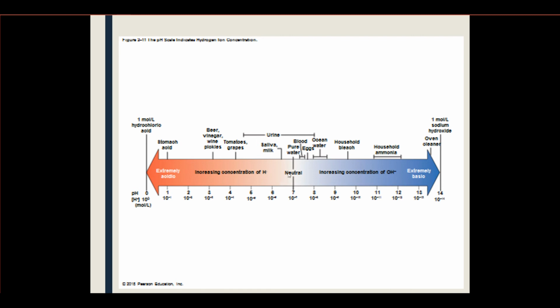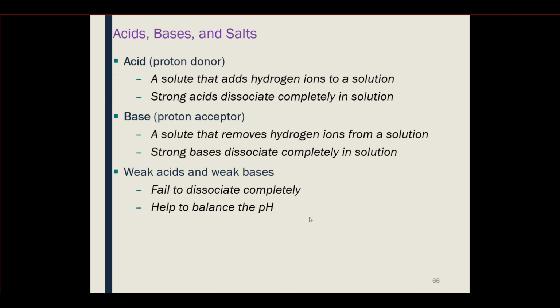As we go from 7 towards 0, the acids are going to become stronger and stronger. On this side, we have no hydrogen ions, but more hydroxyl. Right, and again, I do want you to know the pH of blood: 7.35 to 7.45. Okay, so what is an acid?